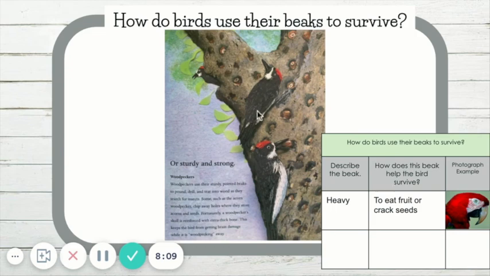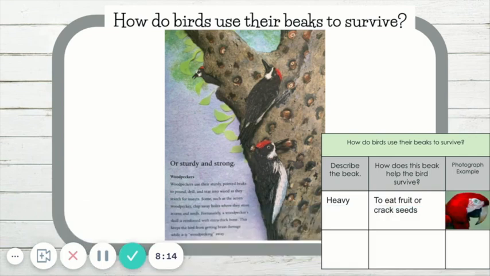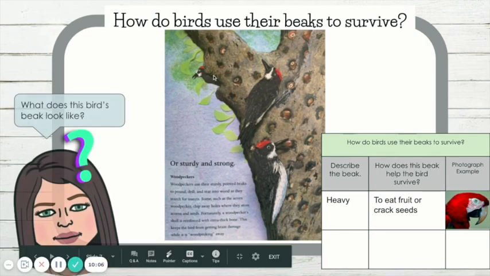This bird is a woodpecker. Our heading says, sturdy and strong. Woodpeckers use their sturdy, pointed beaks to pound, drill, and tear into wood as they search for insects. Some, such as the acorn woodpecker, chip away holes where they store acorns and seeds. Fortunately, a woodpecker's skull is reinforced with extra thick bone. This keeps the bird from getting brain damage while it's woodpecking away.